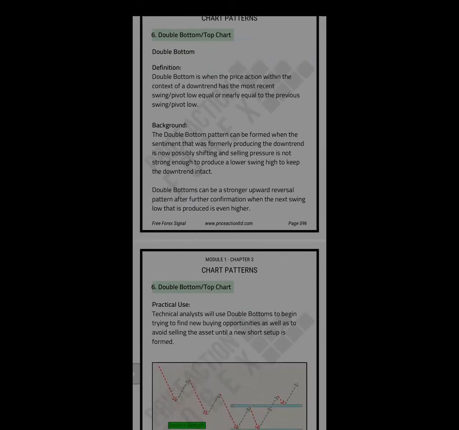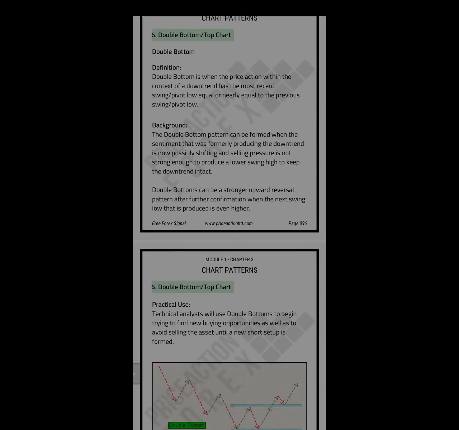But Van says the double bottom pattern can be formed when the sentiment that was formerly producing the downtrend is possibly shifting and selling pressure is not strong enough to produce a lower swing low to keep the downtrend intact. So a double bottom forms when there is not much sell pressure to break the previous low, which is probably a support. Because there is no more sell pressure, it was not able to break the previous low, but reversed at a nearly equal level. That's where a double bottom is created.